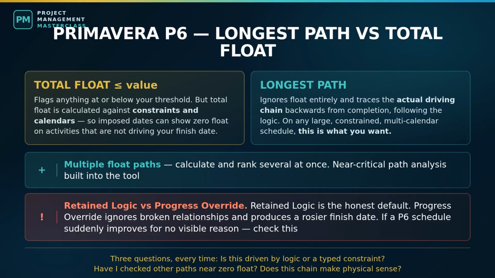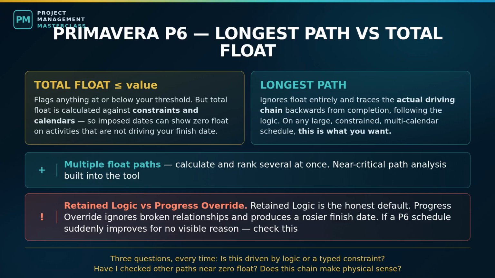Total float-based criticality flags anything at or below your threshold, but total float is calculated against constraints and calendars, so imposed dates and multiple calendars can produce activities showing 0 float that are not actually driving your finish date. Longest path ignores float entirely and traces the actual driving chain backwards from project completion, following the logic. That is the true critical path in the sense we defined at the start.